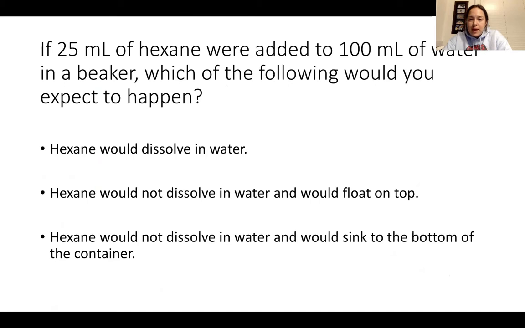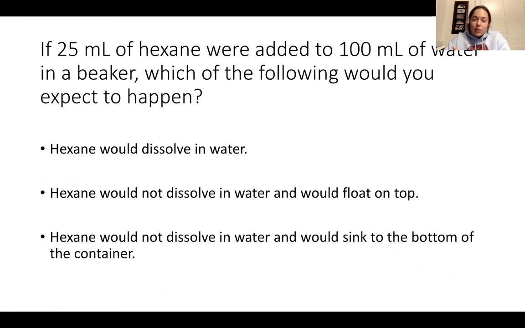You need to know that hexane, that ANE ending, tells you you have an alkane. The hex tells you there are 6 carbons in there. So we have carbons and hydrogens, so we know that they're non-polar bonds. That means it's a non-polar molecule.